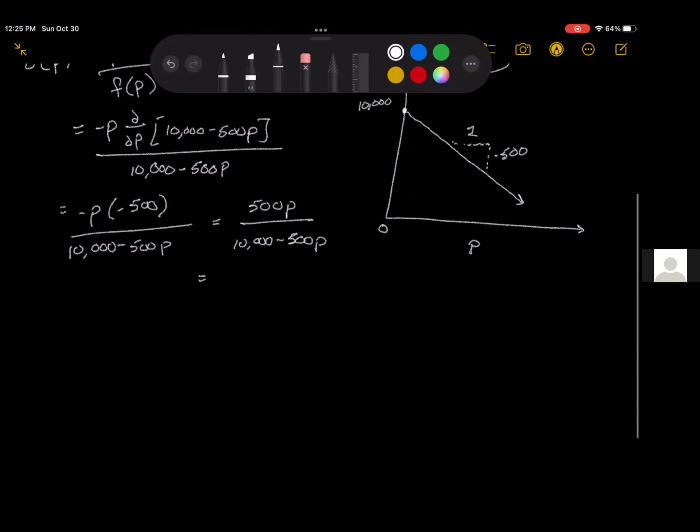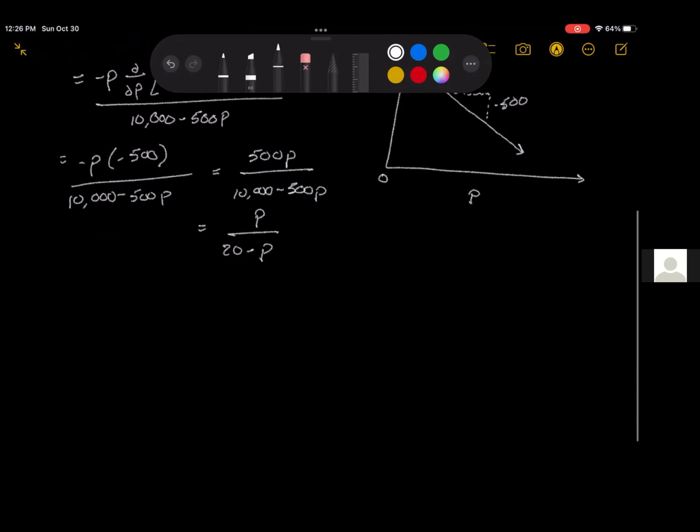And I can actually go ahead and simplify even further. I can take a 500 away from everything here. So if I do, I'm left with a p in my numerator, and 10,000 divided by 500 yields me 20 minus p. So this is the most simplified expression for the elasticity of demand. Right? How does my demand change as my price changes?